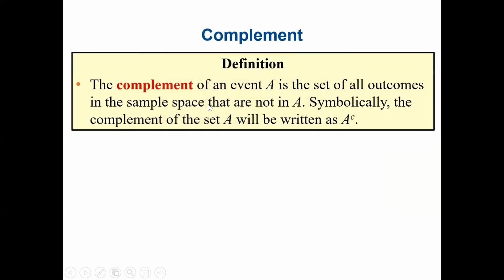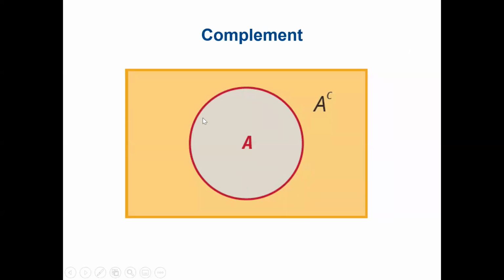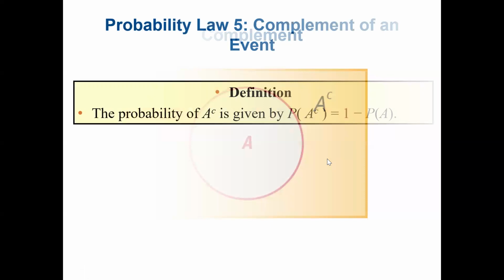We have the complement. The complement of an event A is the set of all outcomes in the sample space that are not in A. So we use the symbol A to the power C. In this example, the complement of A means everything that is not in A. So we are assuming all the area here is the sample space, the total, or we say the universal set when we deal with sets. Or here we say the total outcome, the sample space. So the complement of A is everything that is not in A.